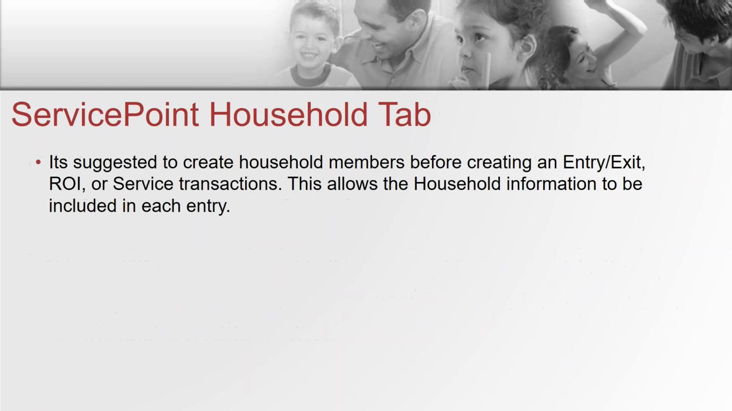It is suggested to create household members before creating an entry, exit, ROI, or service transactions. This allows the household information to be included in each entry. So again, this is when you're in ServicePoint and you are creating an entry, you're putting in an ROI, you're creating a service, and it will ask you at the top, it says household members. If you create that household first, it'll let you include all of those household members.